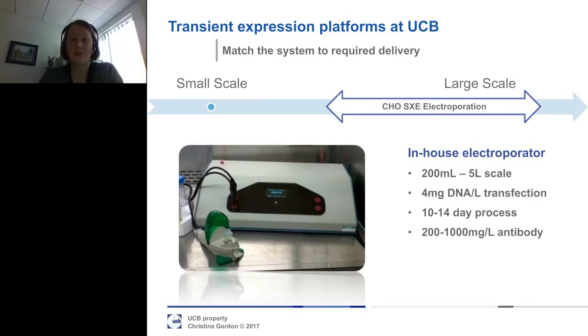This is a fairly efficient method that we have, and we're typically using this between 200 milliliter up to the 5 liter scale. It takes 4 milligrams DNA per liter transfection. About a 14-day process, and we're seeing quite high yields of around 200 to 1,000 milligrams per liter antibody. The slight downside of this method is that it becomes really labor intensive if you do transfections above the 5 liter scale, because a 10 liter expression, for example, would take 120 cuvettes.